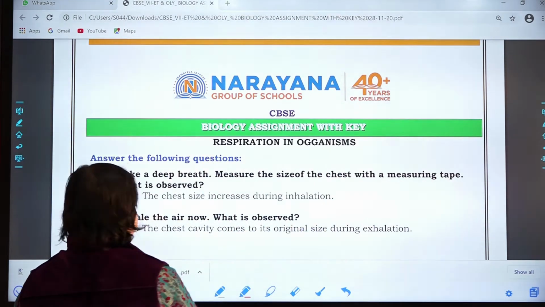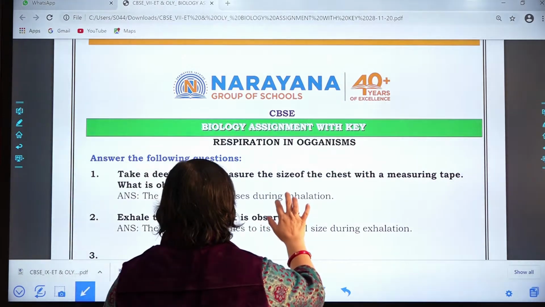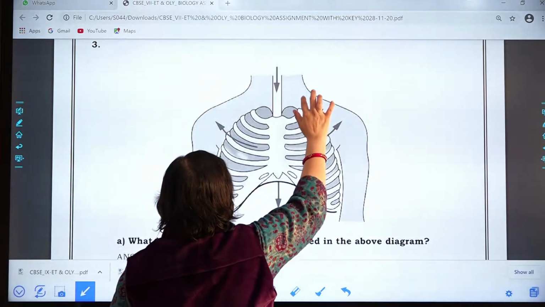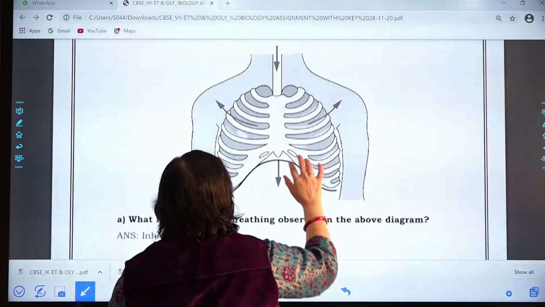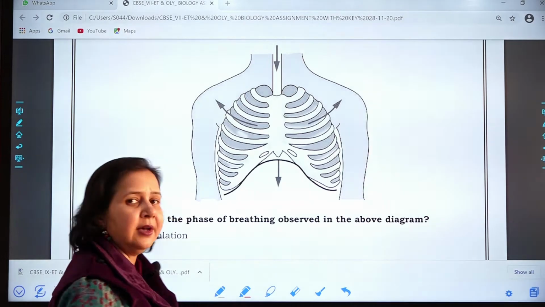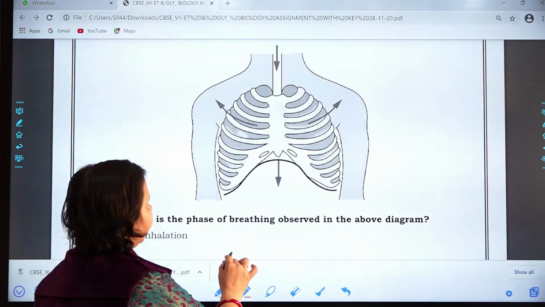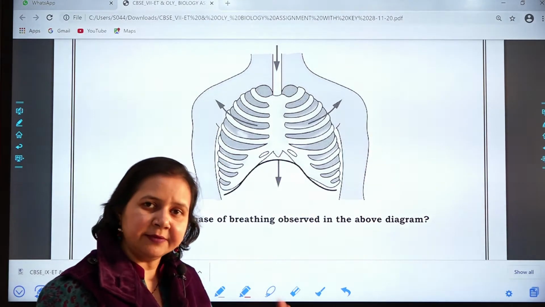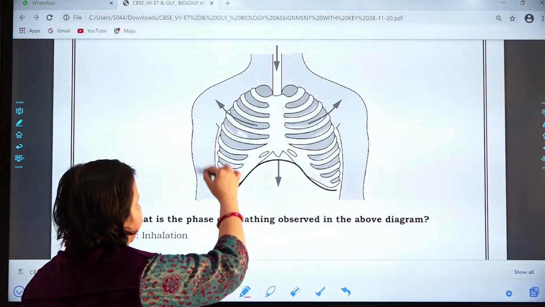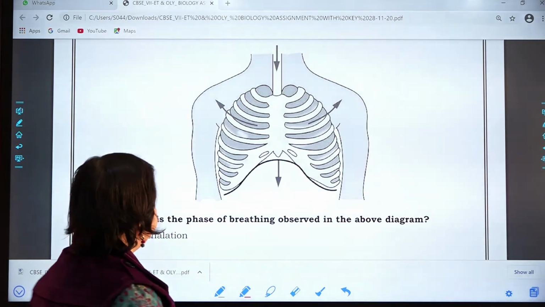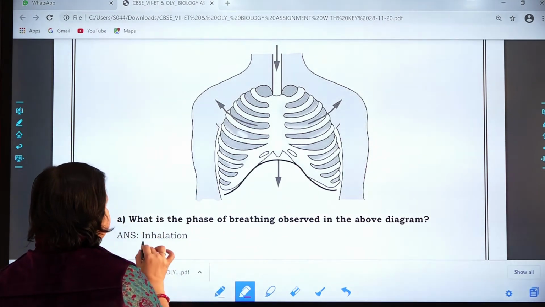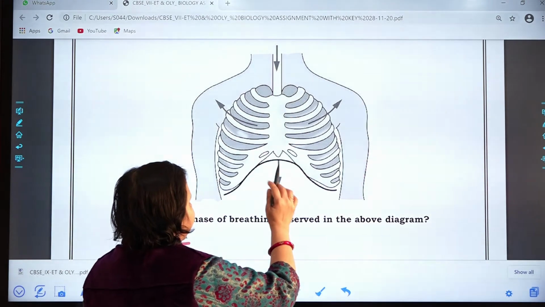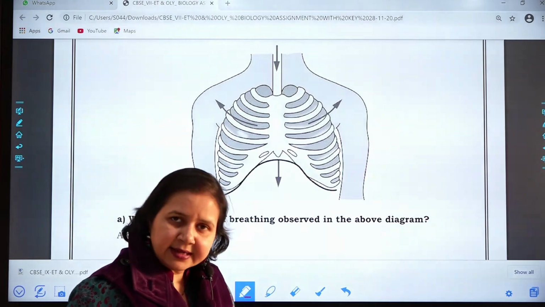Now, let's see question number 3. It is related to a diagram. Can you see the diagram? What is the phase of breathing observed in the above diagram? What can we observe with the help of this diagram? Which phase of breathing? The answer is inhalation. That means air is coming in and the chest cavity is increasing its size.